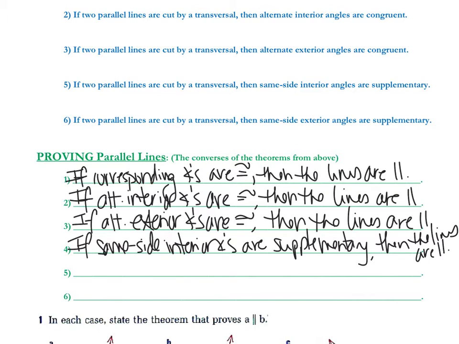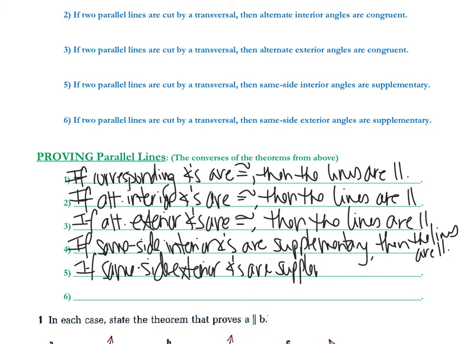And for the last one, if same side exterior angles are supplementary, sorry about that, then the lines are parallel. I know there's 6 lines here, but if you look up at the top, it was missing a number 4, so that's why there's only 5 of them. So we are going to prove lines parallel by using the converse.